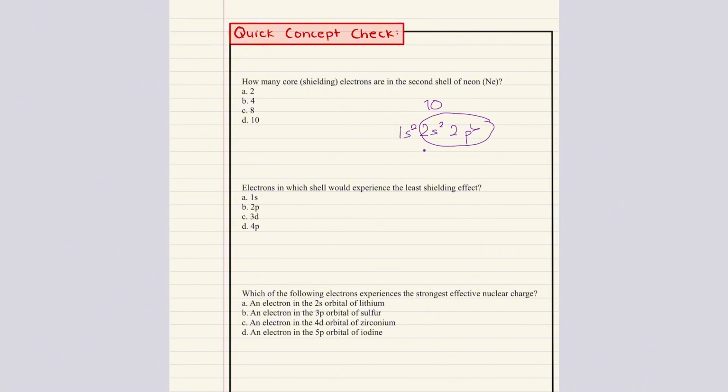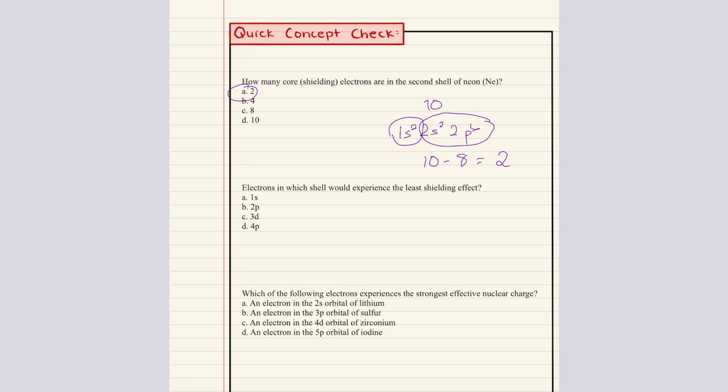That means it has 10 minus 8 core electrons. That is equal to 2 core electrons. In other words, that first shell, 1s2, contains 2 electrons, and those act as core electrons for the second shell, the 2s2, 2p6. The correct answer here is A.